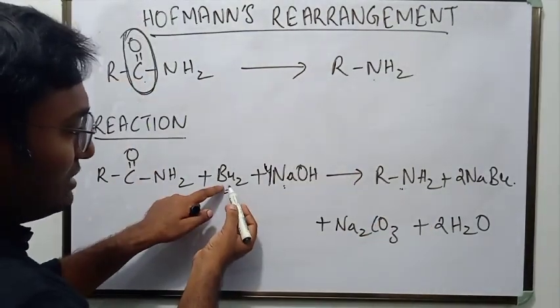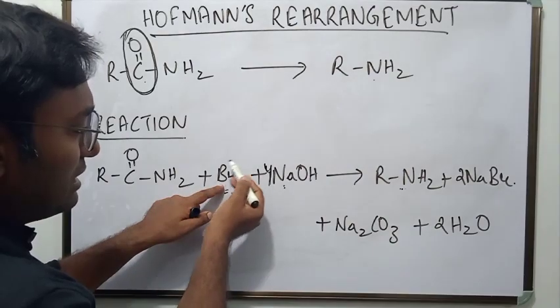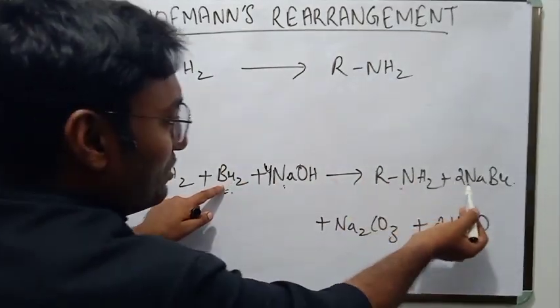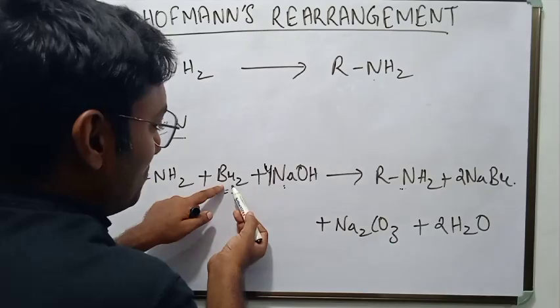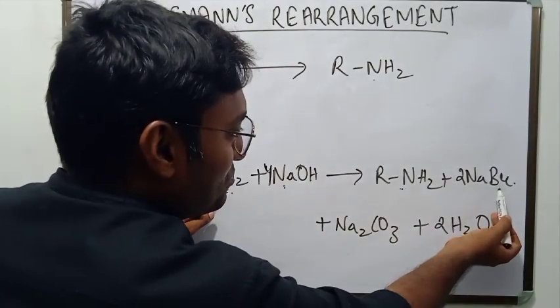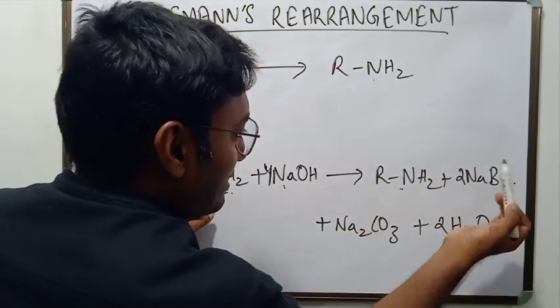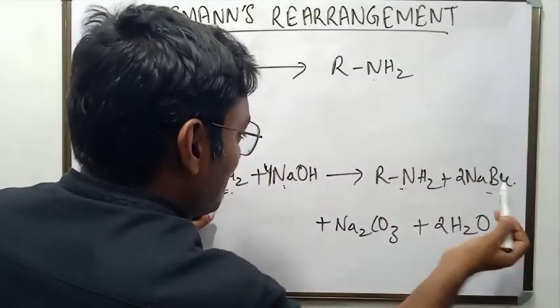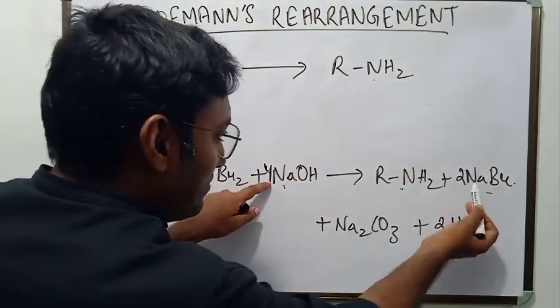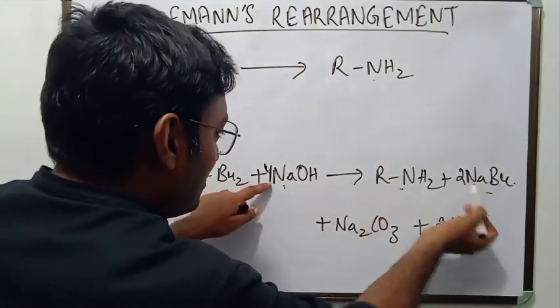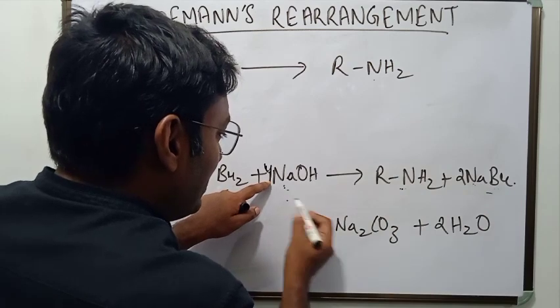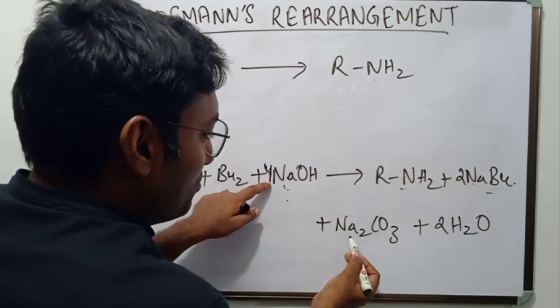Now take this Br2. We need to settle this Br2. Write 2NaBr. So Br2 is here. Here also there are two Br atoms. So that Br is settled. Okay. Now there are 2 sodium here. We have taken 2 sodium here. Write this 2 sodium like this, Na2.